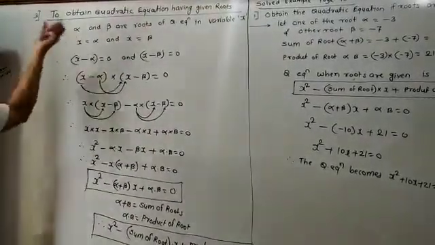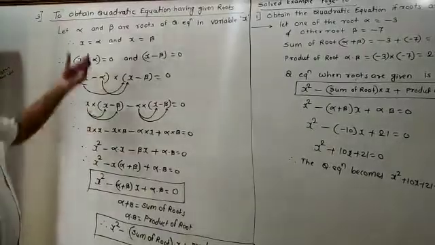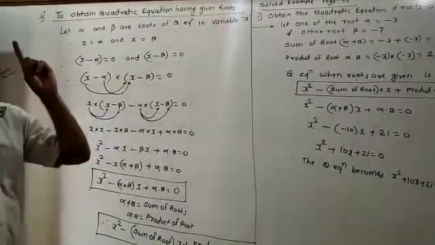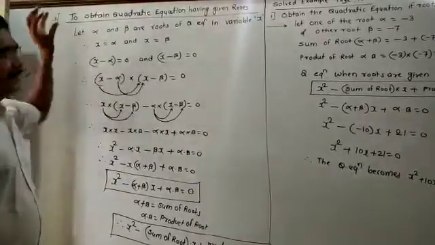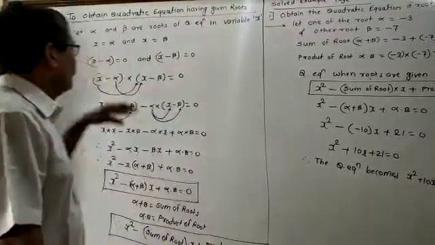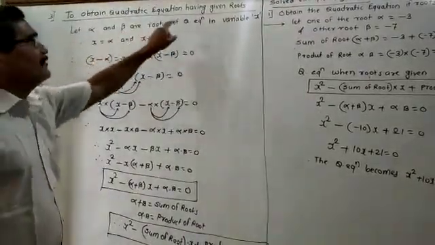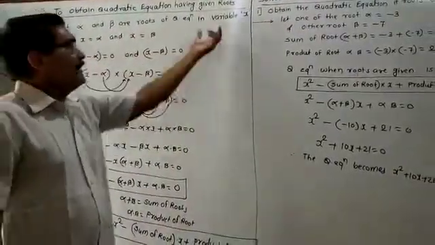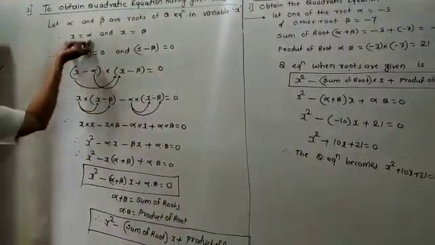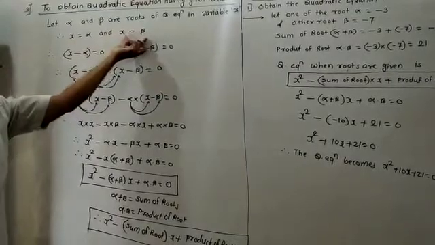So I will represent the roots by x equal to alpha and beta. Alpha and beta are the two roots. Whatever be the value of x is called the roots of the quadratic equation. So let alpha and beta be the roots of the quadratic equation with variable x. Then x equal to alpha is one of the roots and x equal to beta is the other root.